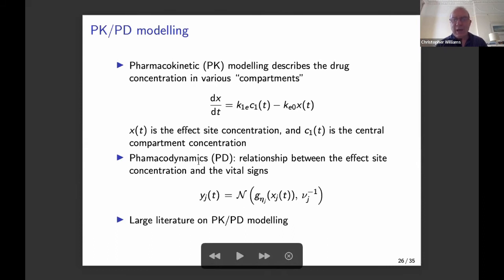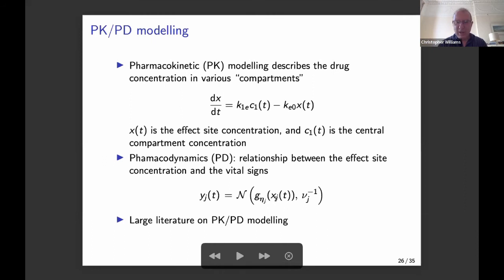And then pharmacodynamics relates to the relationship between the effect site concentration and the vital signs. So how does the drug concentration affect things like blood pressure, etc.? Here we're going to model that with a nonlinear function G that depends on this effect site concentration X.